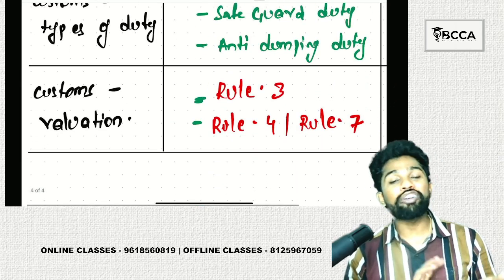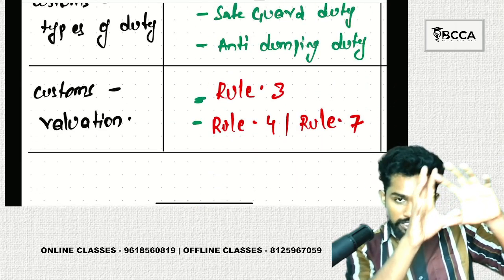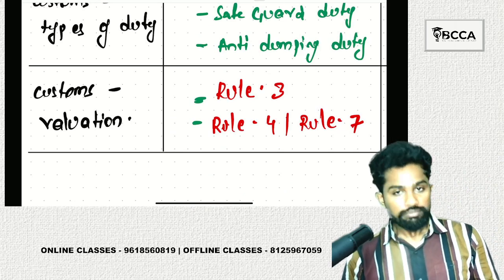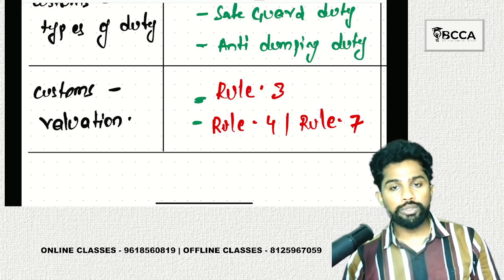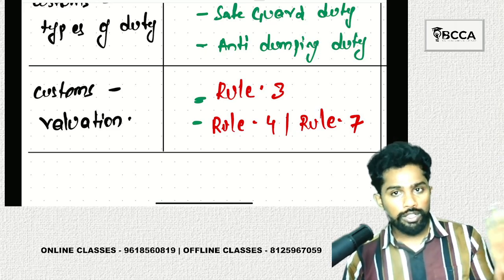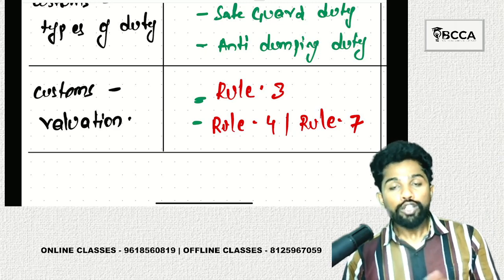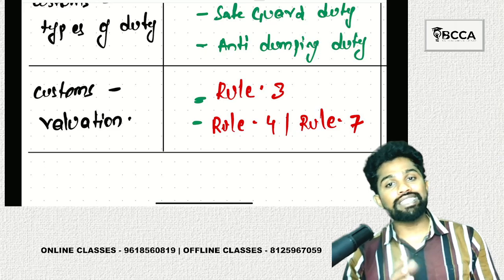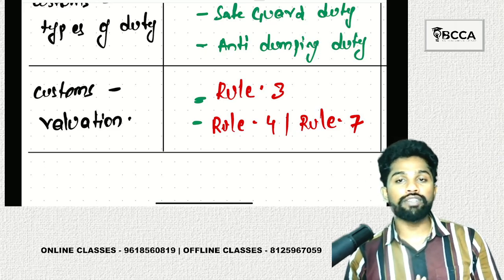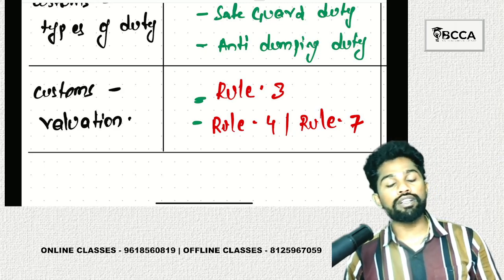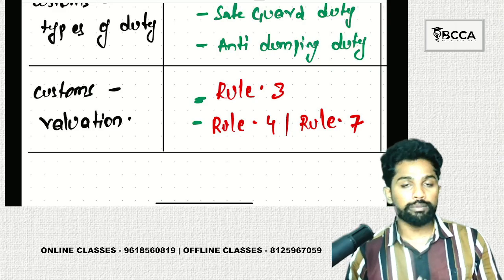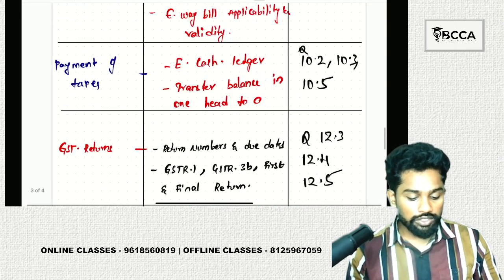Then customs valuation. Rule 3 is the basic format of valuation, like ex-factory price or FOB value, CAF value, that calculation we will do. Inclusions and all we will be doing, that format-oriented sum. Rule 4 is about where the transaction value cannot be taken as the assessable value. You will take the identical goods value, that is rule 4. Rule 7 is about the deductive value method. So these are the areas of focus.